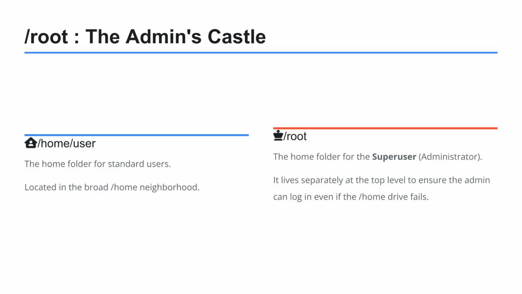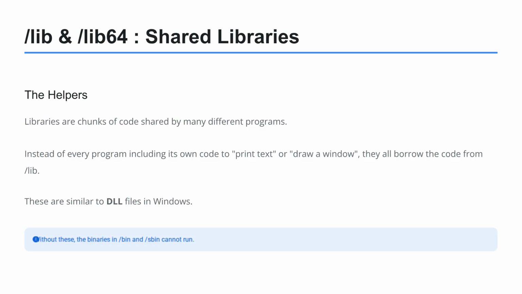While /home/user is for standard users, the admin's home is /root, which lives separately at the top level. This ensures the admin can log in even if the /home drive fails. /lib and /lib64 contain shared libraries, which are reusable chunks of code. Programs borrow code from here to perform basic functions, similar to DLL files in Windows.